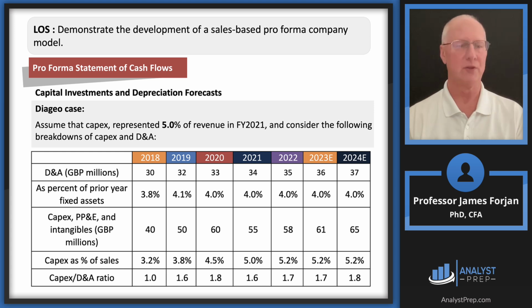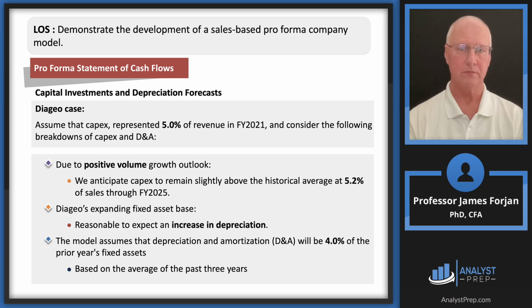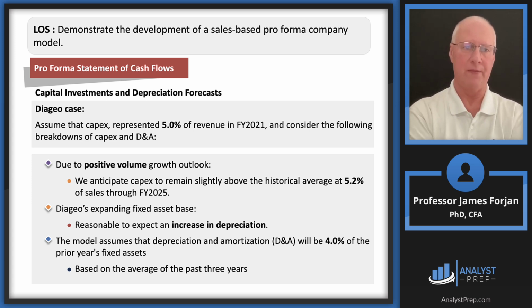Then capital expenditures, property, plant, and equipment, and intangibles. This is a new row that we haven't been given. And since that 40, 50, 60 is not broken into each of those, that next row of capital expenditures as a percent of sales is also given along with the ratio.